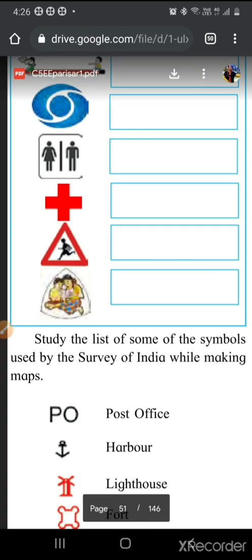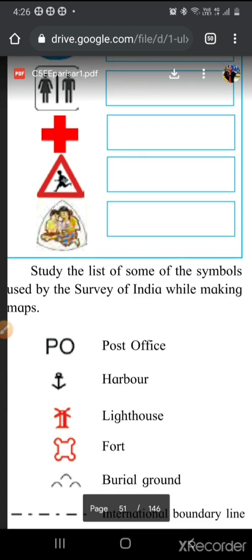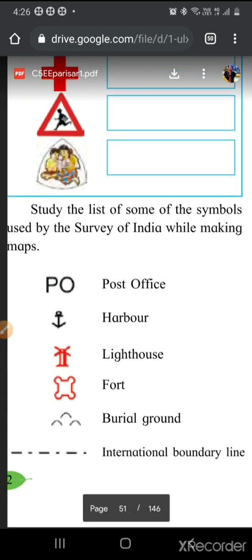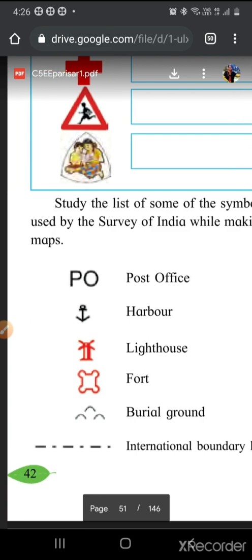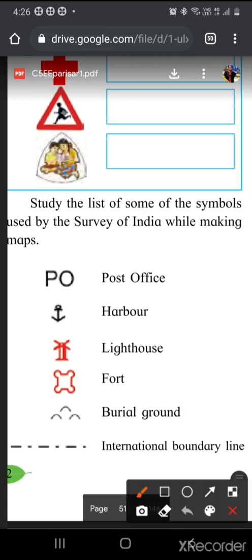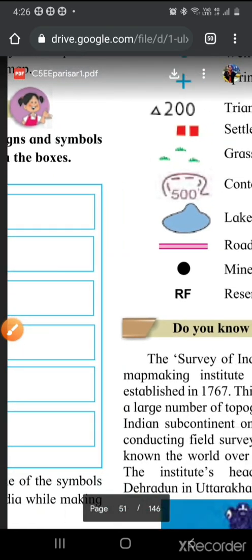Study the list of some symbols used in the Survey of India while making maps. So these are the symbols used in the maps when they make India map or any other map. First symbol is post office. So this is post office. This is harbour. This is lighthouse. This is the symbol of fort. Then burial ground and international borderline. So these are the symbols of the different places.